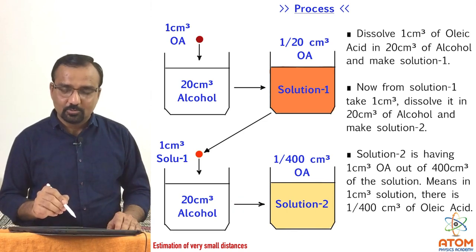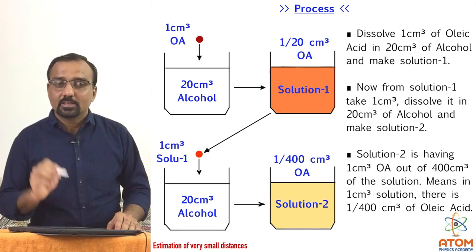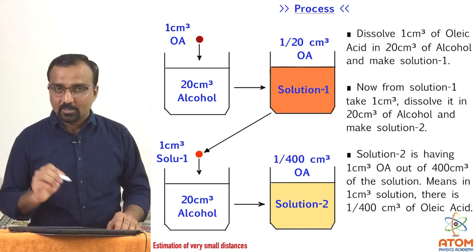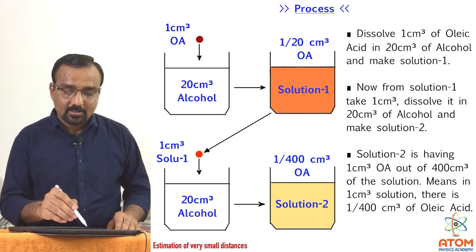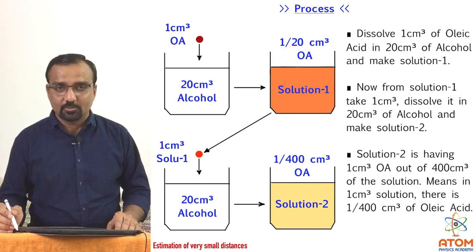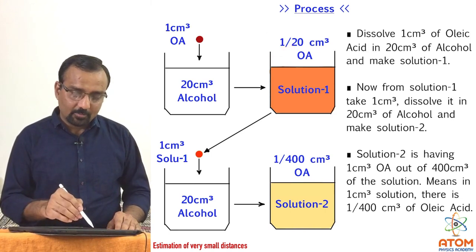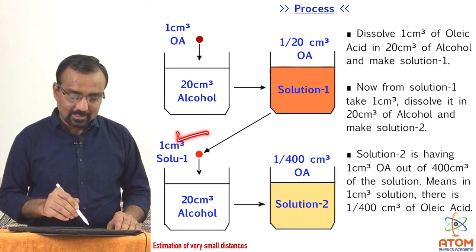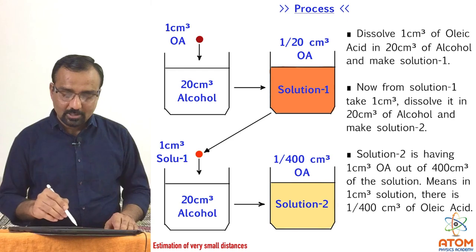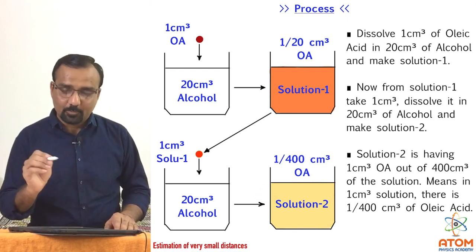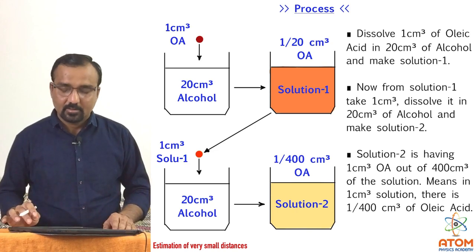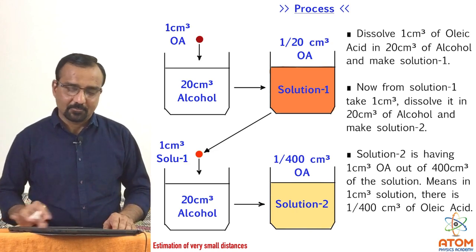In this solution 2, the proportion of oleic acid is 1 by 400 centimeter cube. Make this clear. Solution 1 is having a proportion of 1 by 20 centimeter cube of oleic acid, and from that again 1 centimeter cube is taken and it is dissolved in 20 centimeter cube of alcohol again. So, the final solution is having a proportion of 1 by 400 centimeter cube of oleic acid.